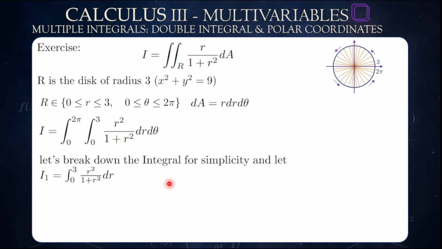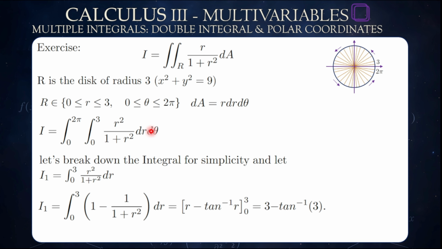Let's break it down. So the integral, for simplicity, looks like this. This one is I1, the integral from 0 to 3 of r squared divided by 1 plus r squared dr. We will solve this one first, then we will place it back in I. I1 is the integral from 0 to 3 of r squared divided by 1 plus r squared dr, which can be broken down into the integral of 1 minus 1 divided by 1 plus r squared dr.